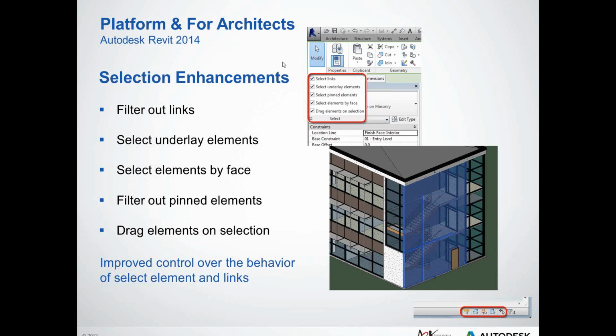This will allow us to either select or not to be able to select certain elements, such as things that are underlaid, links, pinned elements. And there's also a new one in there called Select Elements by Face, which will allow us to pick flat objects like floors, for example, a lot easier.